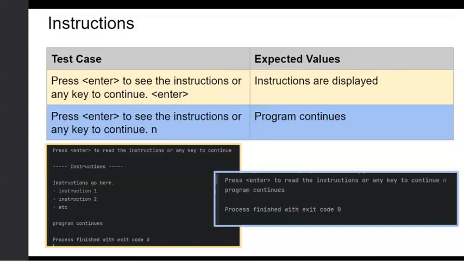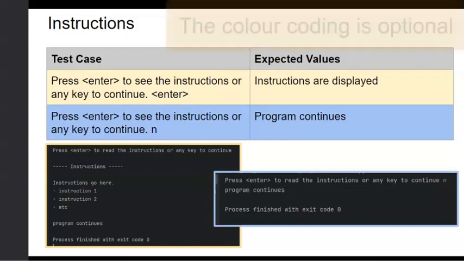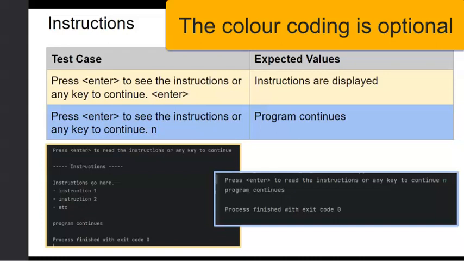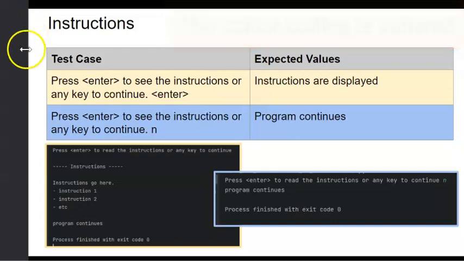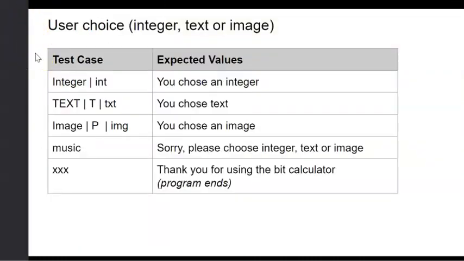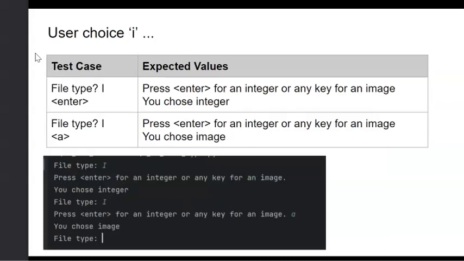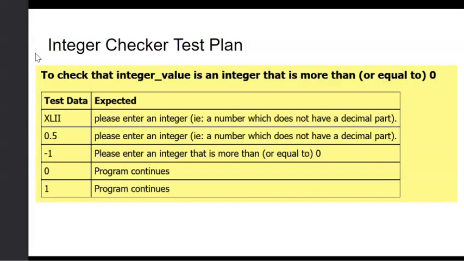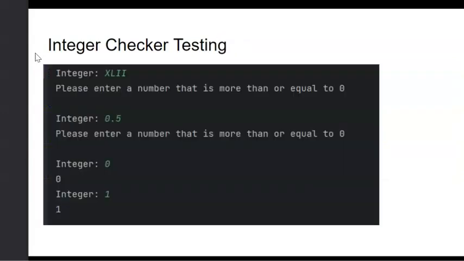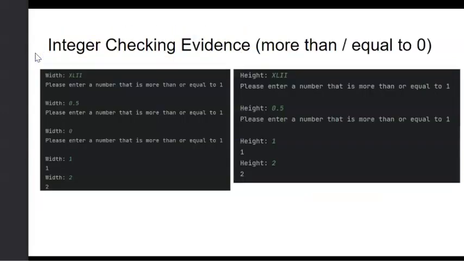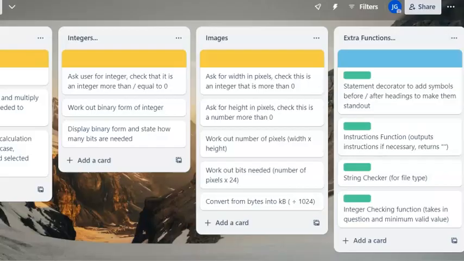Here's a quick reminder what your testing evidence should look like. Your screenshots should exactly match your test plan. For our user choice, we've got the test plan for the file type, followed by screenshots that exactly match that test plan, and we have something similar for the second part of that test plan. You should also have evidence of integer checking, both if users ask for an integer and if they ask for an image. Off camera, I updated my planning and we've completed all the extra functions that are on our list.